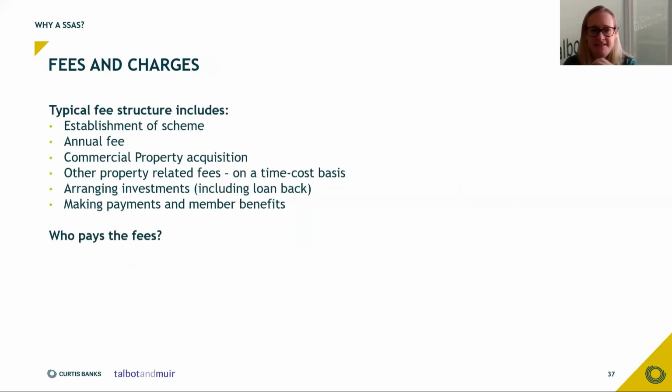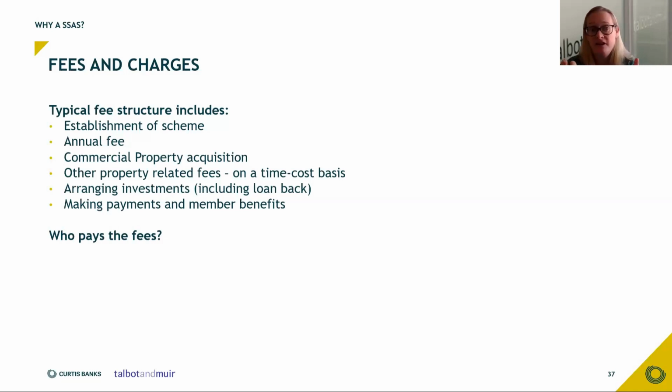So in terms of fees and charges, let's have a quick look at those. The types of charges that you're looking for under a SSAS that will be included. There'll be an establishment fee, an annual fee, a commercial property acquisition fee, and potentially other property related fees, which could be on a time cost basis. So things like if there's a rent review or a lease review that needs to be done, that would be charged on a time cost basis.